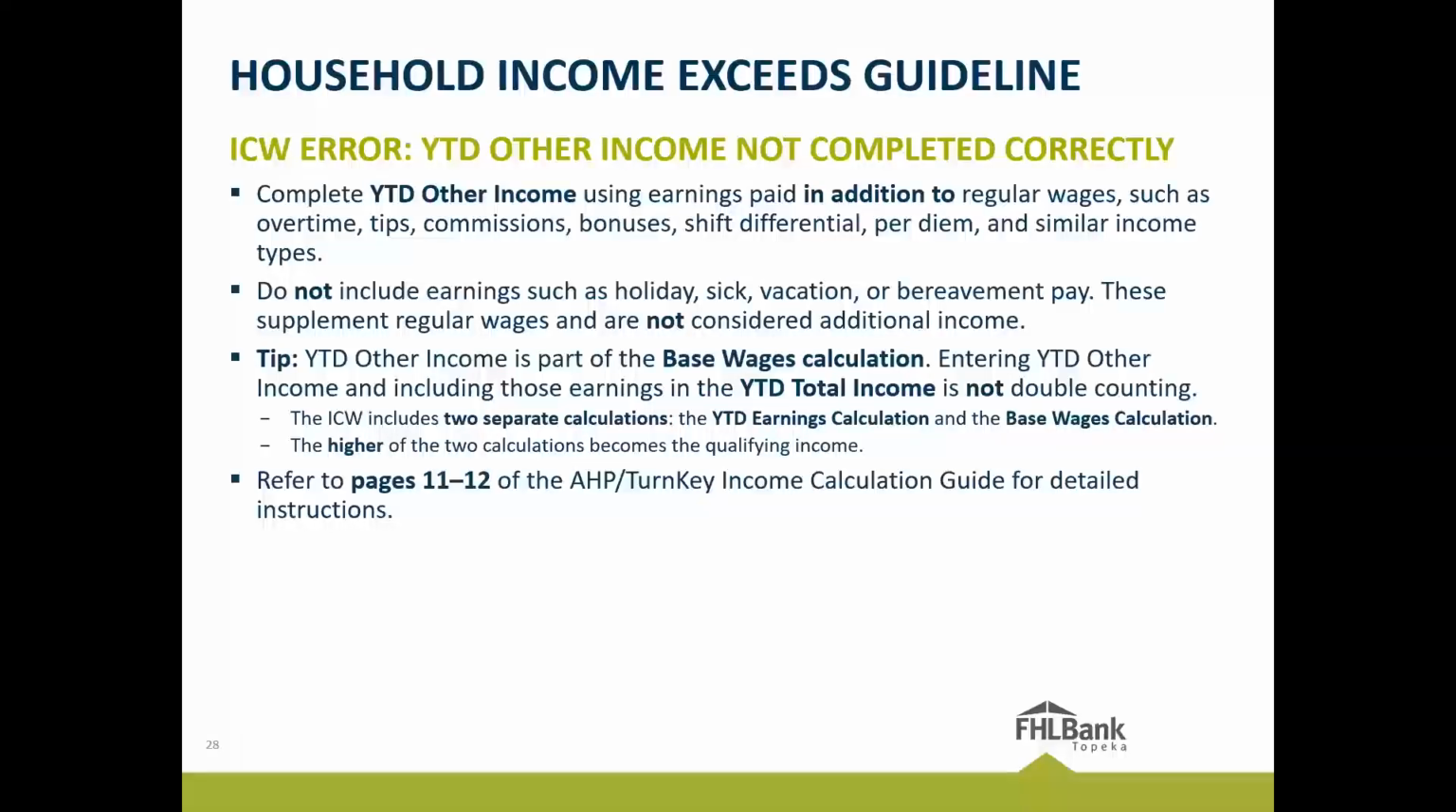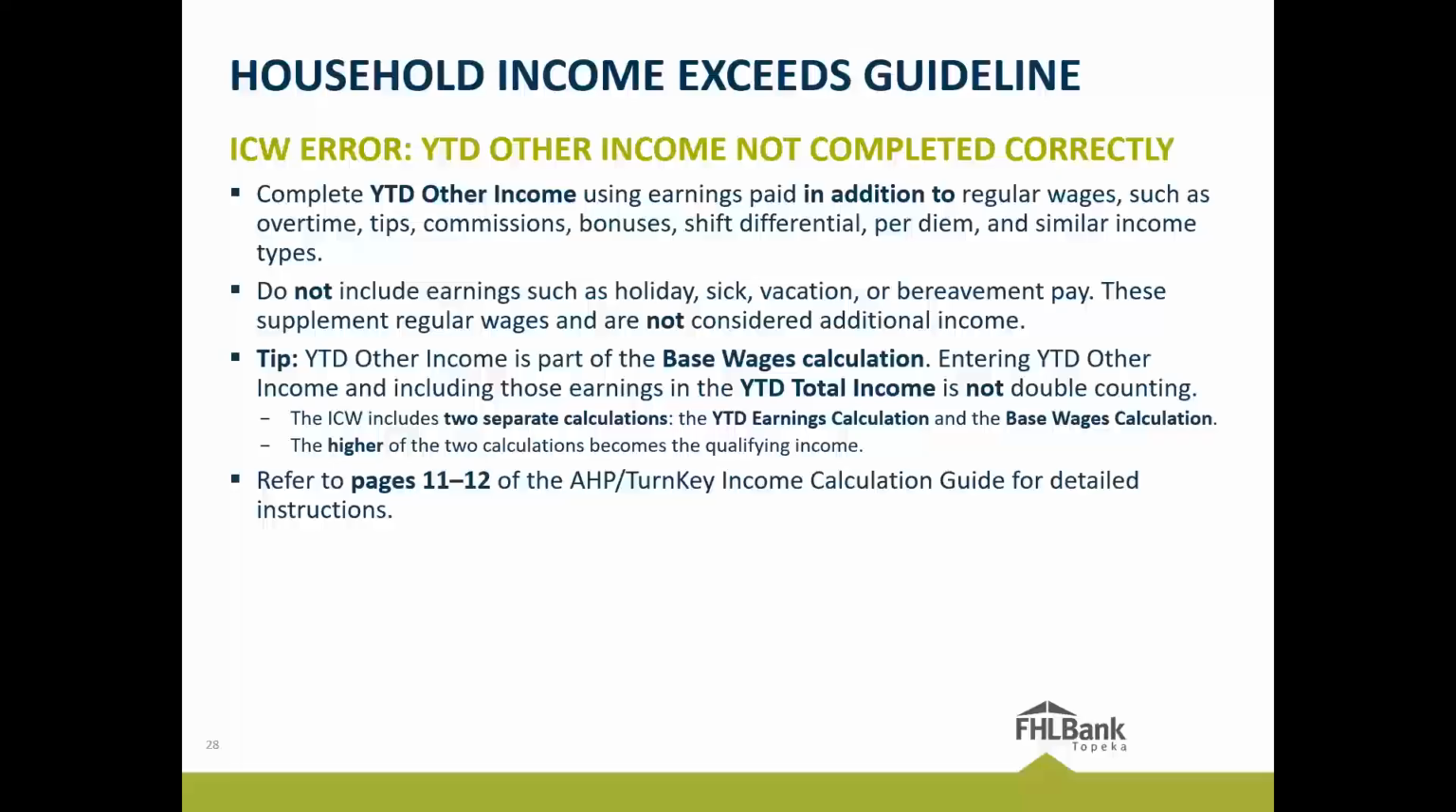Year-to-date other income not being completed correctly is another common error that we saw. When you're completing the year-to-date other income, you should be using earnings paid in addition to regular earnings, such as overtime, tips, commissions, bonuses, shift differential, per diem, and other non-regular wages. You wouldn't include holiday, sick, vacation, or bereavement pay because those are paid in lieu of regular earnings.